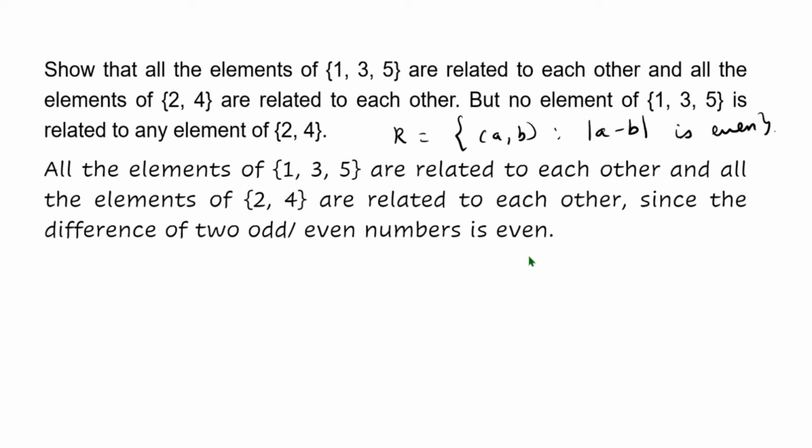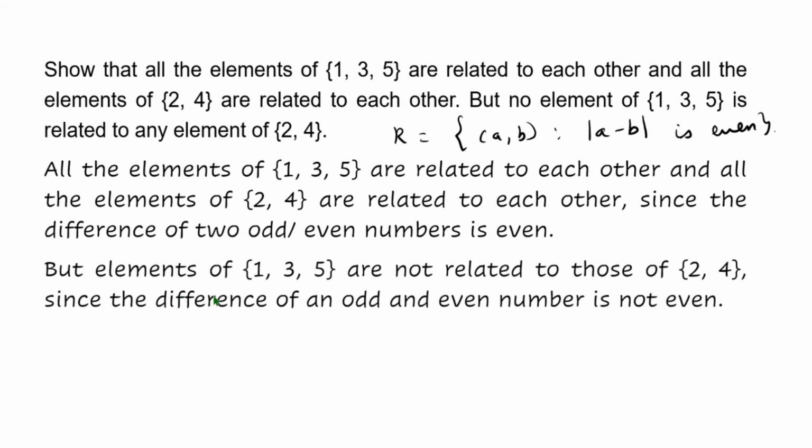On the other hand, the elements of the set 1, 3, 5 are not related to those of the set 2, 4, since the difference of an odd and even number is not even. So these two sets are not related according to this relation, whereas the elements in this set are related to each other and the elements of this set are also related to each other.